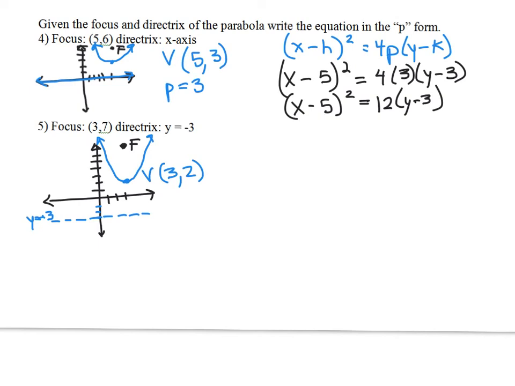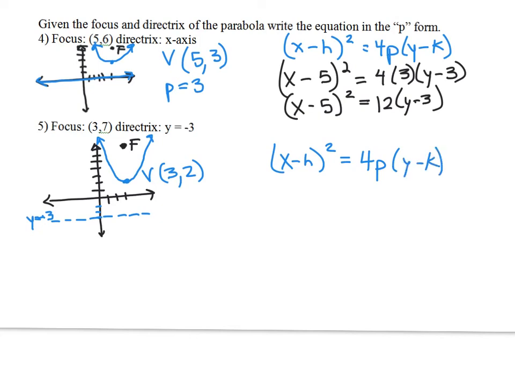There's the parabola. So hopefully you're seeing that this form is a lot easier to use than our locus definition. But sometimes on the Regents exam, they're going to ask you to specifically use that locus definition. If you're not specifically asked for the locus definition, you can use any appropriate form. Now this again is an up and down parabola, so we're going to use x minus h squared equals 4p times y minus k.